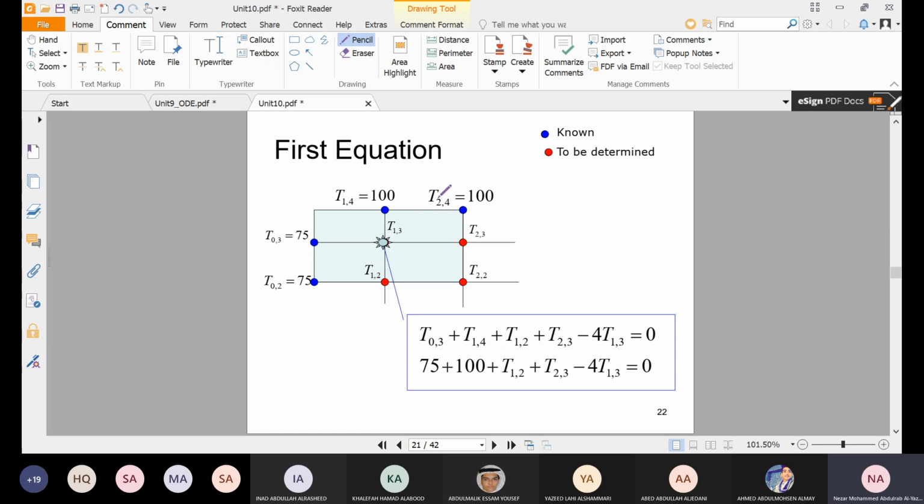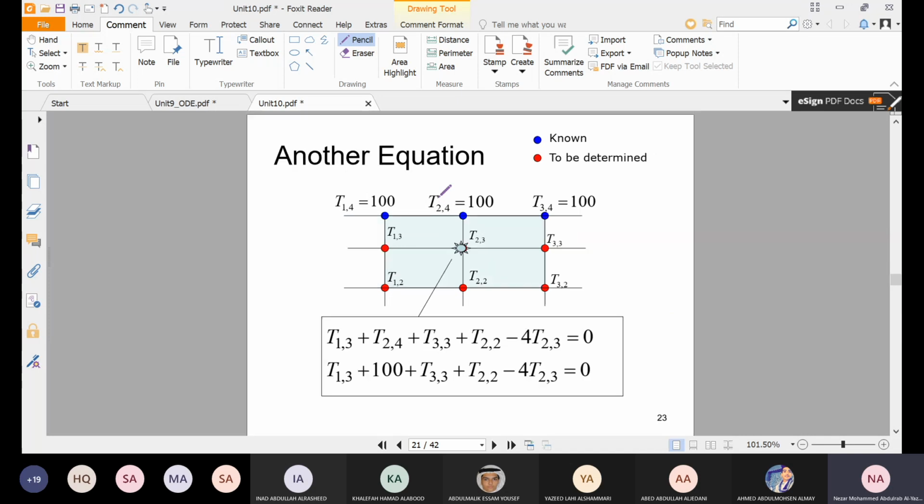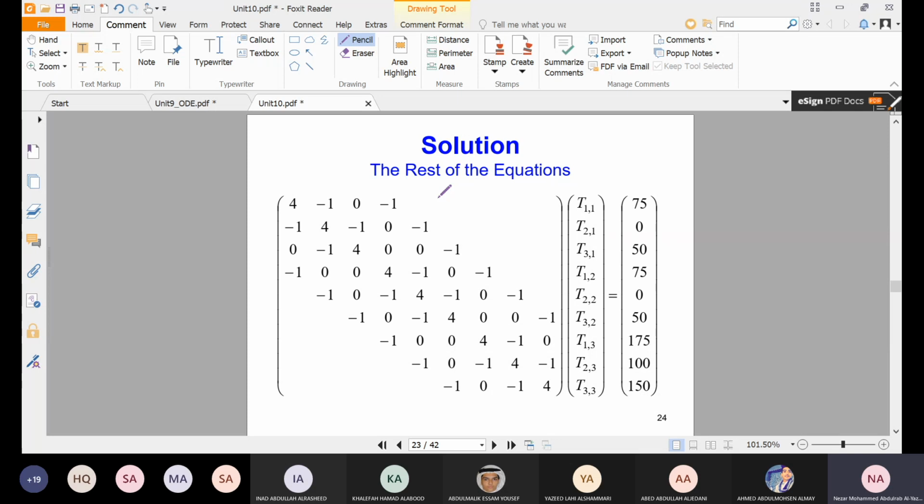After that, for the equations, I think it is easy to get the matrix for this one. So at the end, once we get a matrix, we just apply any elimination method to find the solution.